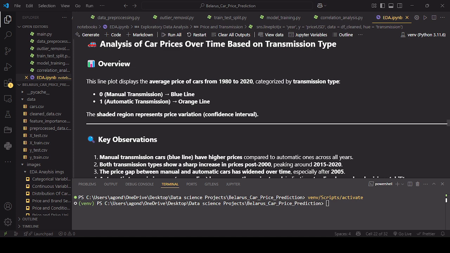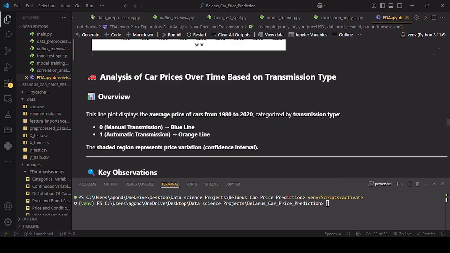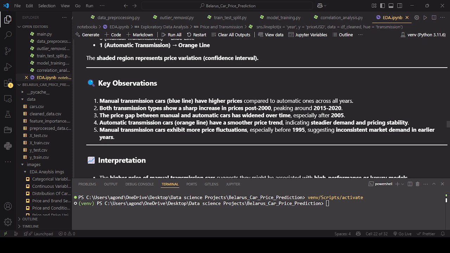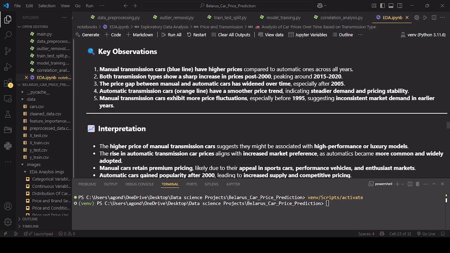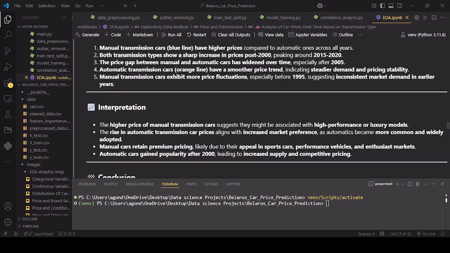We can see both show a sharp increase after 2000, peaking around 2015. The price gap between them has widened over time. The automatic cars had a smoother price trend, indicating steadier demand and pricing stability, whereas the manual exhibits more price fluctuations.